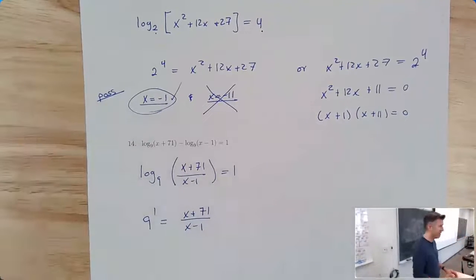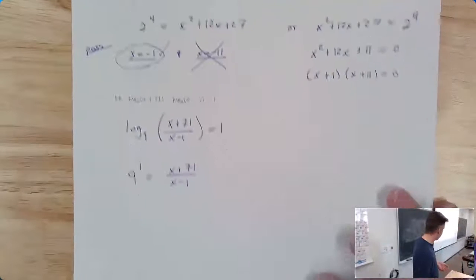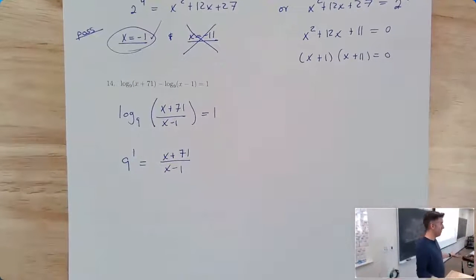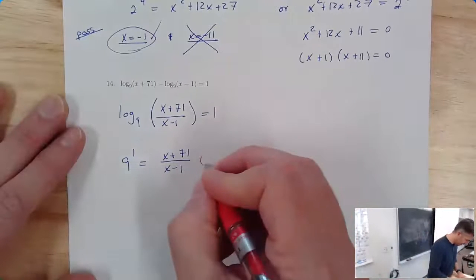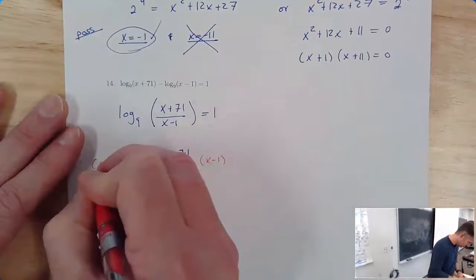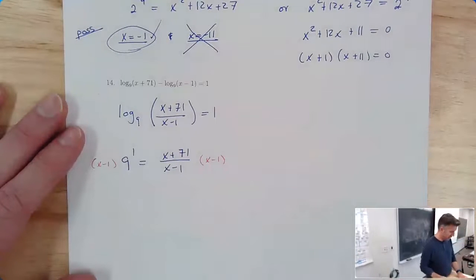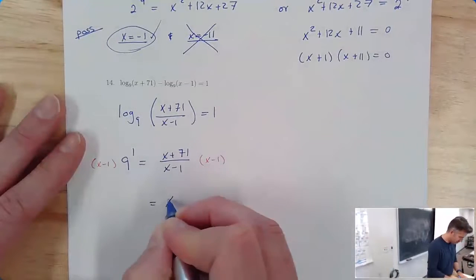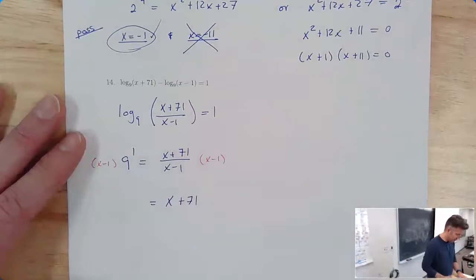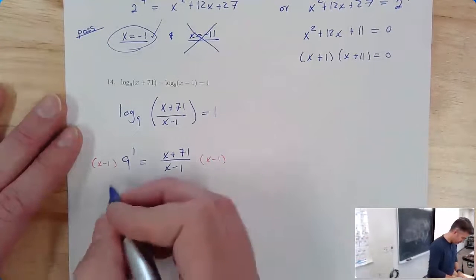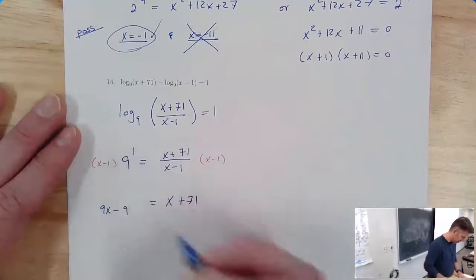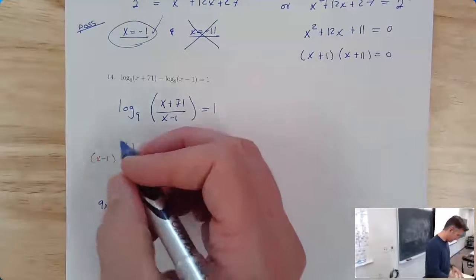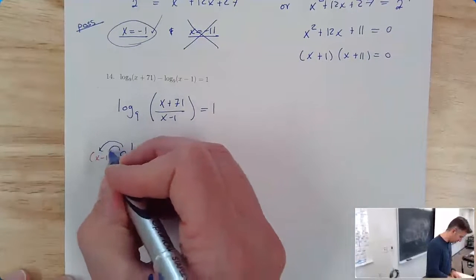And if you run into something like this, where you've got fractions, I think the first thing you want to do is get rid of the fractions. If there's fractions on both sides, cross multiply. If there's fractions on one side, just multiply both sides by that denominator. So on the right-hand side, the x minus 1s will cancel or divide to 1. So you're just left with x plus 71. On the left-hand side, you have 9x minus 9. I'm distributing 9 to each of those terms.